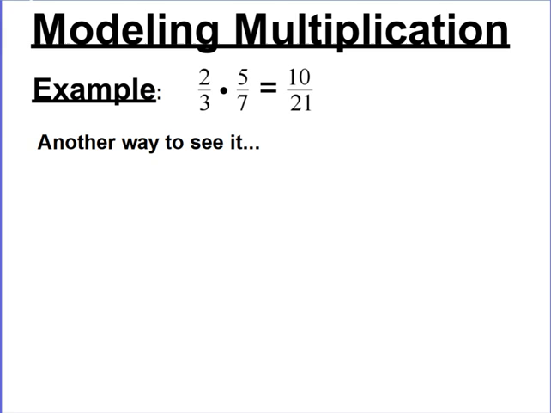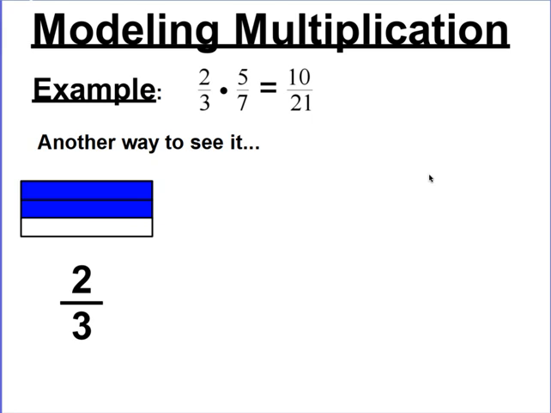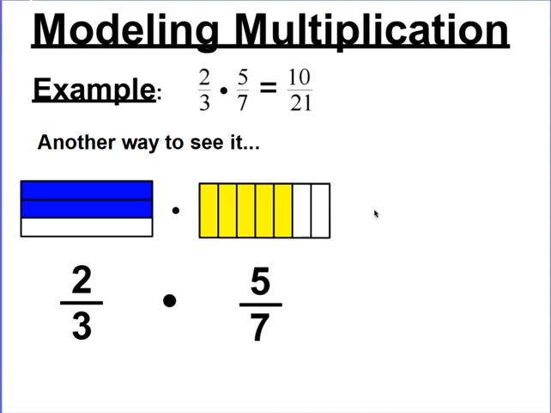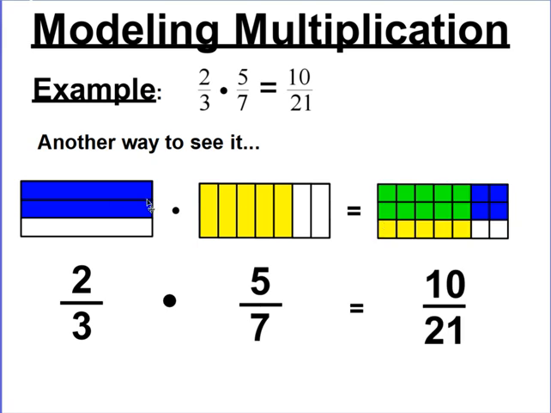Another way to see it, I'm going to separate them so you can see it better. Here's what 2/3 looks like. Here's what 5/7 looks like. One is going sideways, one is going up and down. When I overlay one on top of the other, the yellow and the blue make green, and then there are those little spots of yellow and blue that aren't overlapping. You'll also notice that the vertical lines and the horizontal lines make boxes. Those boxes are what you count to get your answer.